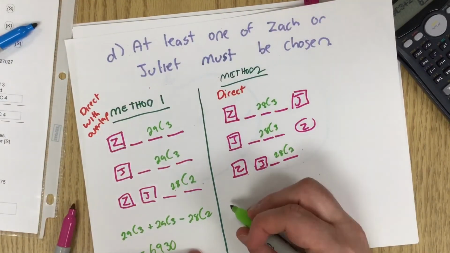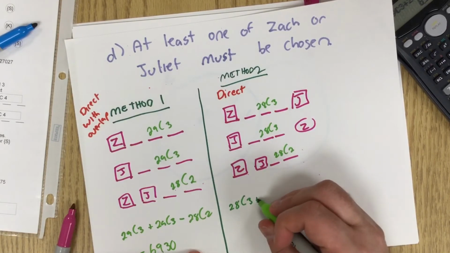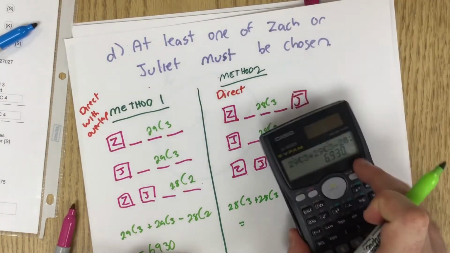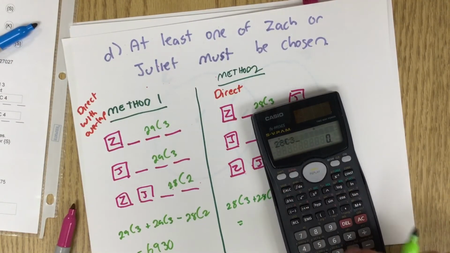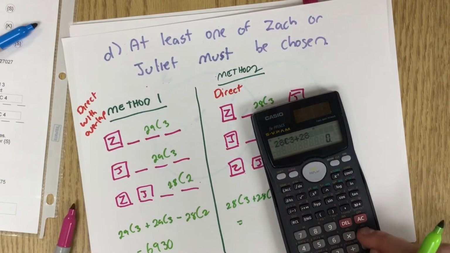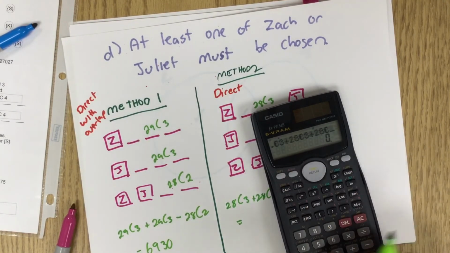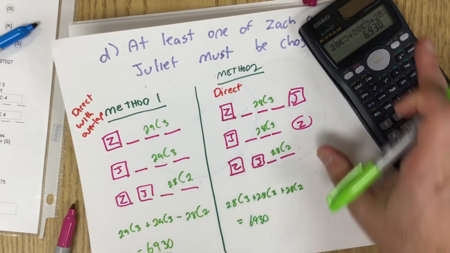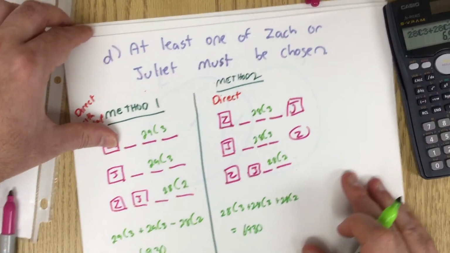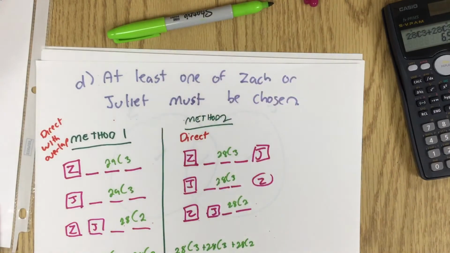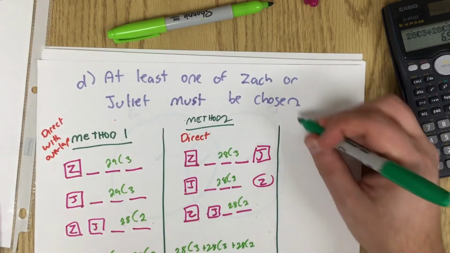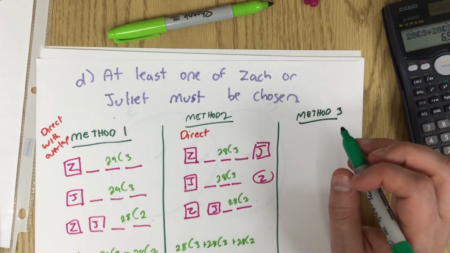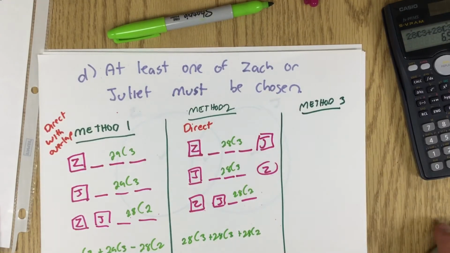So if we add these, we're going to go 28 choose 3 plus 28 choose 3 plus 28 choose 2, which is 6,930. Which is kind of neat. It worked out to the same thing. That's kind of cool. But I said 3 ways. So method 3 is going to be indirect.